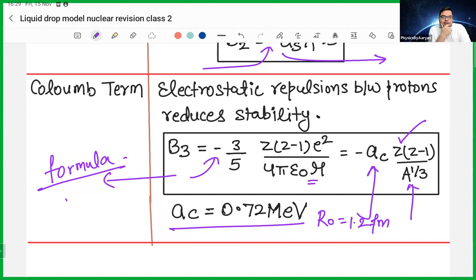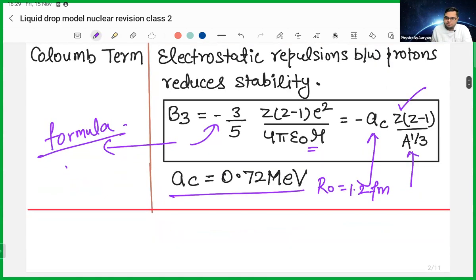So what we learn here is that the binding energy decreases because of repulsion between the protons. Since it decreases, we have to put a negative symbol, and the formula for this is minus 3 by 5 z into z minus 1 e square by 4 pi epsilon naught R. Then you can combine all the constants and call that constant AC, and what is left is z into z minus 1, and you know R is proportional to A to the power 1 by 3. Yes, any doubt in this one, please?